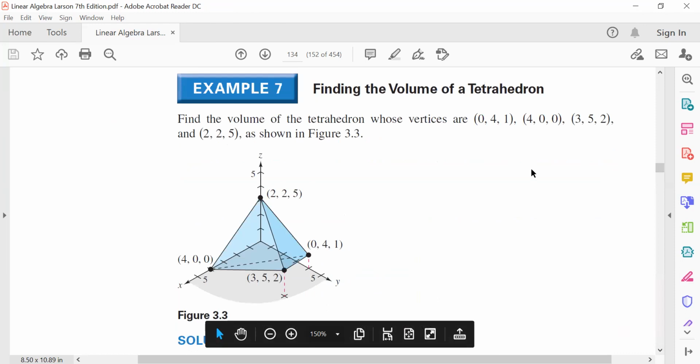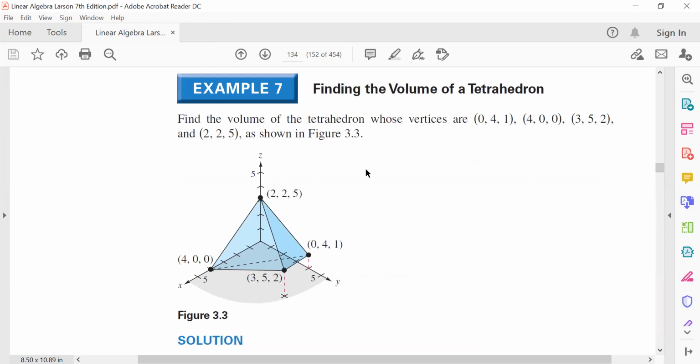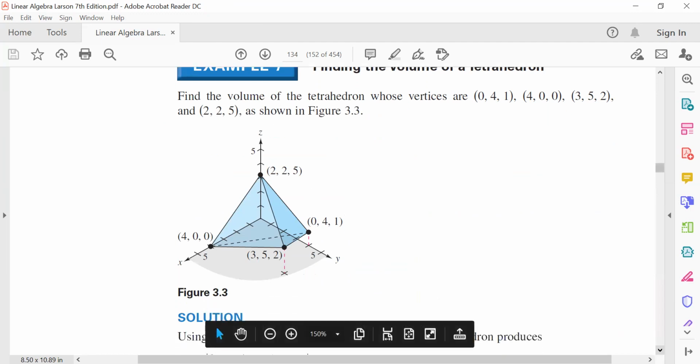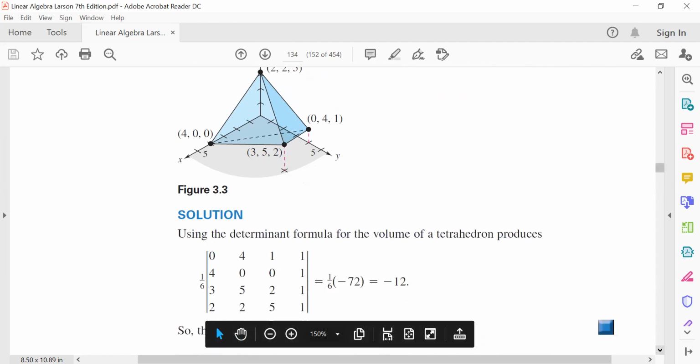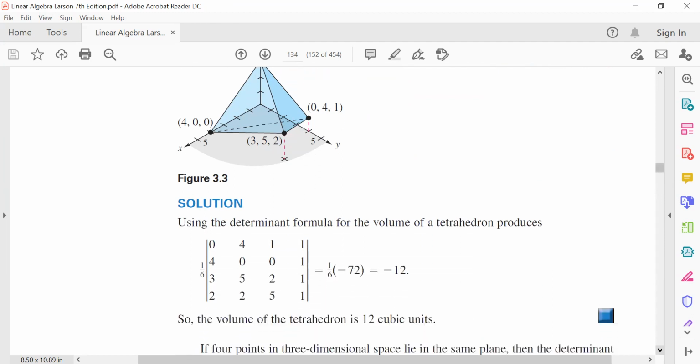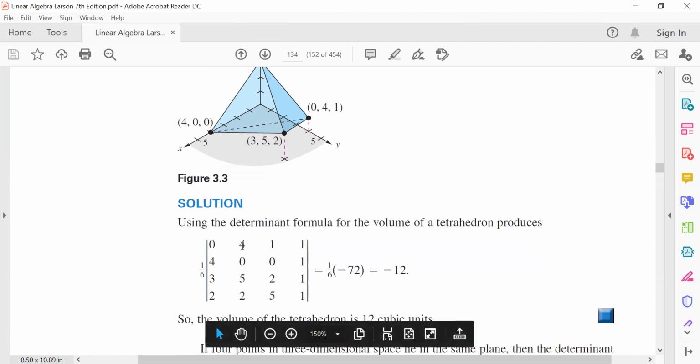That's what it looks like. And these are the vertices. And we want to find the volume of this tetrahedron. Well, easy peasy lemon squeezy. We're just going to use the formula that we just learned a second ago. And we're going to say, here's the 4 points. That's the first point, second point. That last column was all 1s.